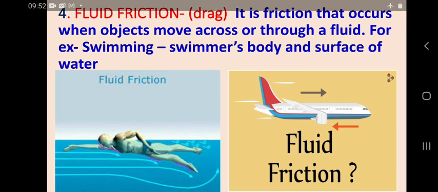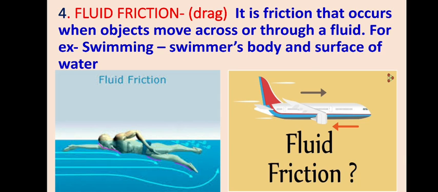Next one is fluid friction. This friction occurs when an object moves across or through a fluid. Fluid refers to the state of matter that includes both liquids and gases. You know, there are three states of matter: solid, liquid and gases. Liquid and gases collectively we call fluids.